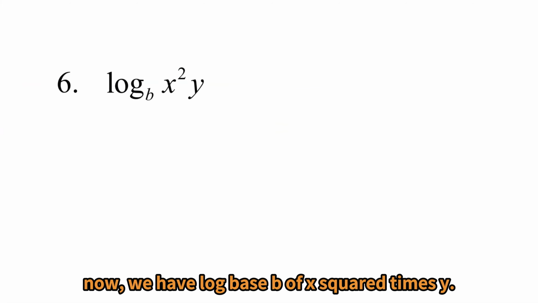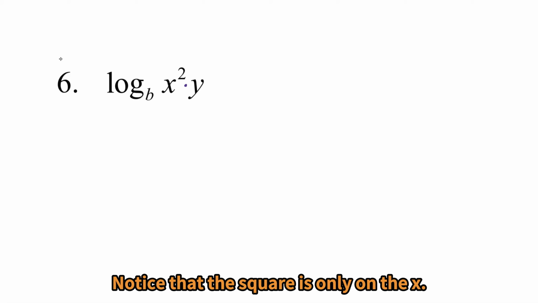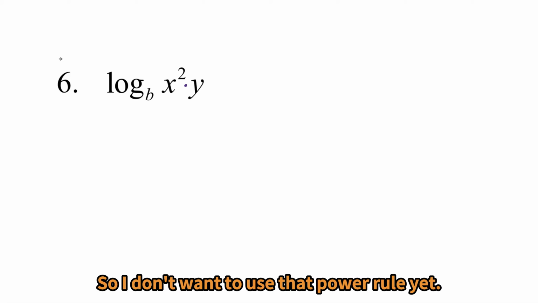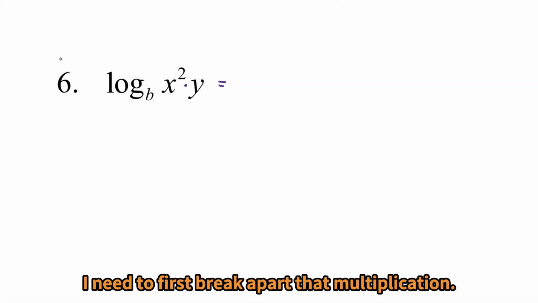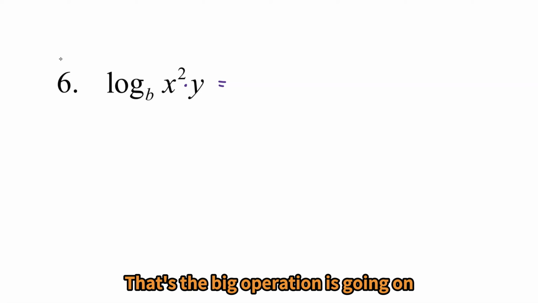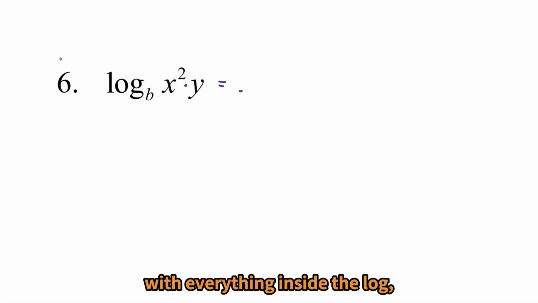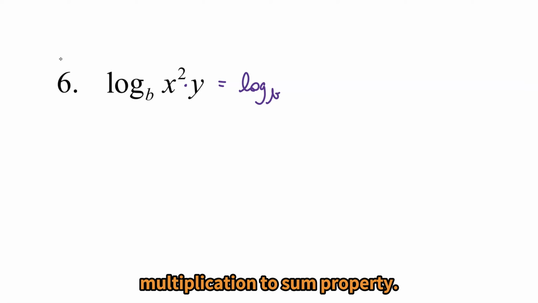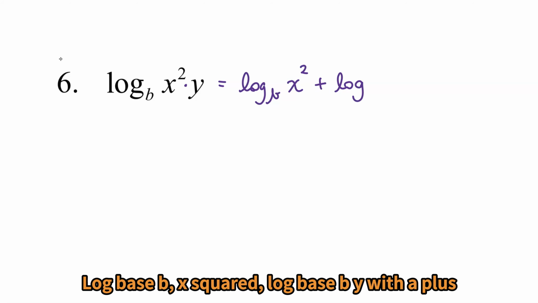Combining our rules now, we have log base b of x squared times y. Notice that the square is only on the x, so I don't want to use that power rule yet. I need to first break apart that multiplication. That's the big operation that's going on with everything inside the log. So I'm going to use that multiplication to sum property, log base b x squared, log base b y with a plus.